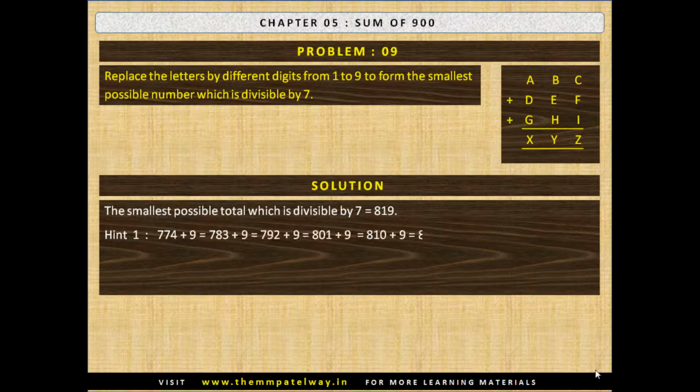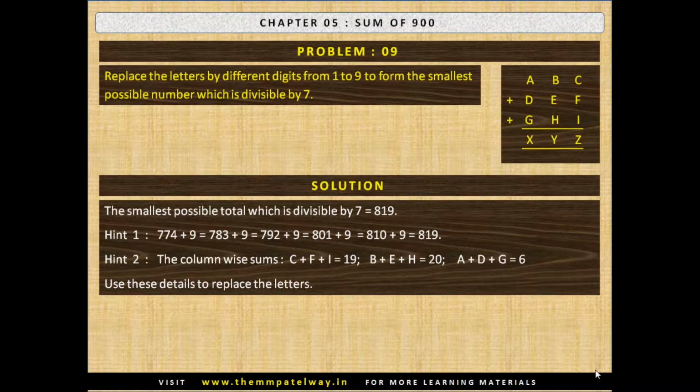To get a total of 819, the column wise sums will be C plus F plus I equal to 19, B plus E plus H equal to 20, and A plus D plus G equal to 6. These column wise totals should be used to find out various possible answers.